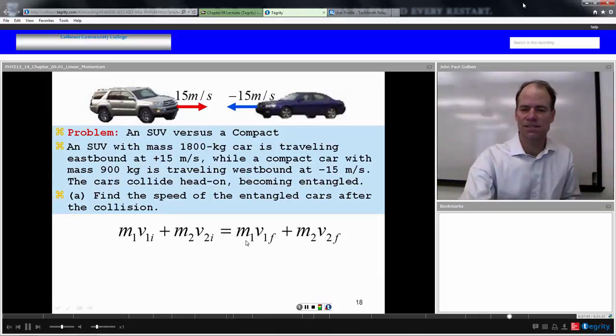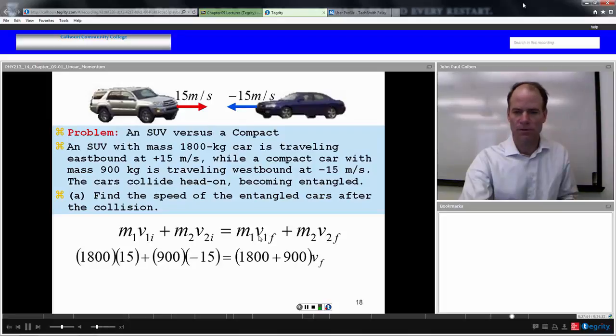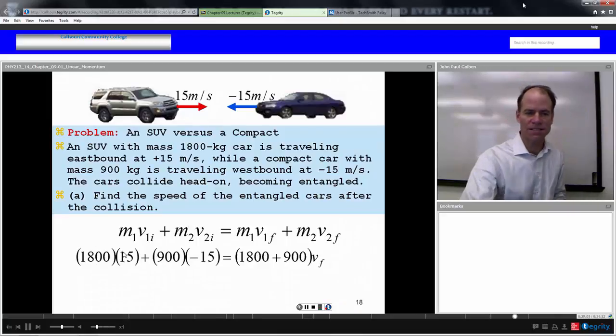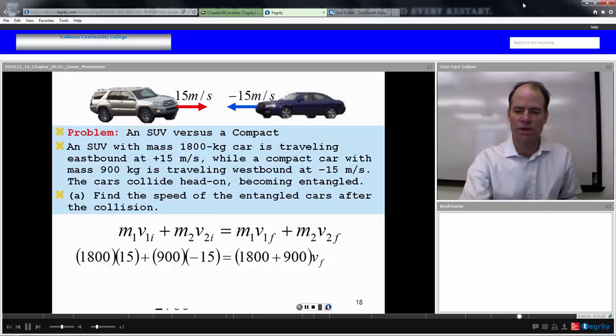Now in this case, they're going to stick together after the collision, so our V1 final and our V2 final will actually be the same, and so we can rewrite this as our total mass times our final velocity over here. Over on the left-hand side, we have the mass of the SUV with a velocity of 15. We have the mass of the car, 900, with a velocity of a negative 15, supplying a negative momentum. And we add those together, that should equal the final momentum of the system.